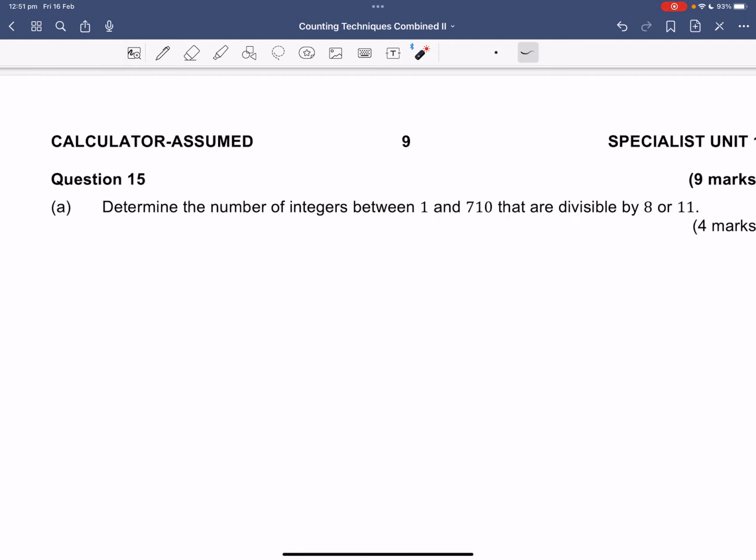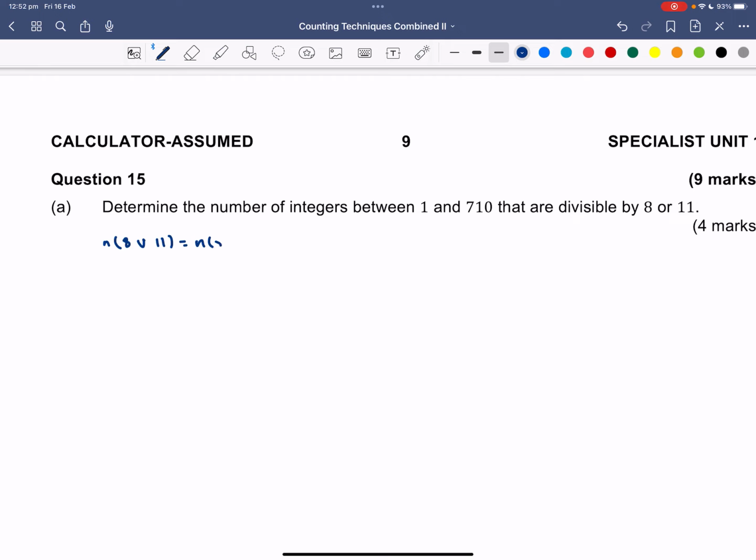It is so much easier when it starts with a 1. Otherwise, we have to do it in 2 different steps like we did last lesson. So determine the number of integers between 1 and 710 that are divisible by 8 or 11. Fine.